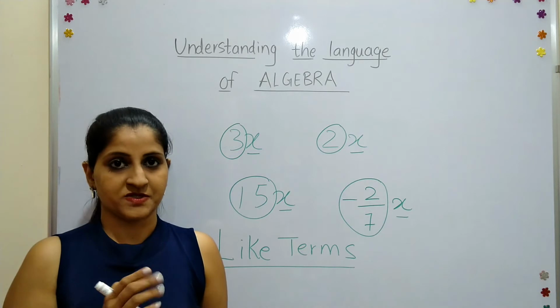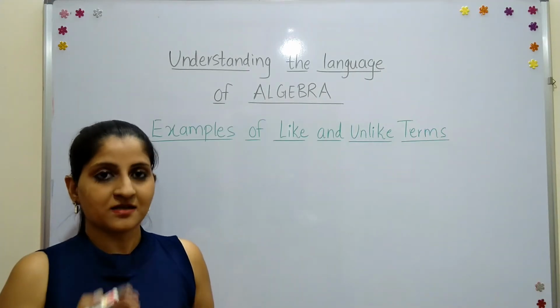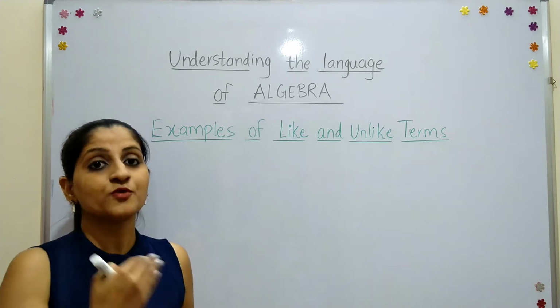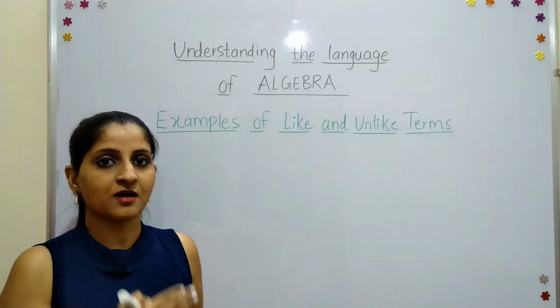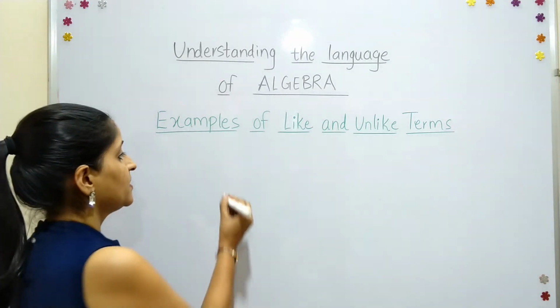Always remember, if addition and subtraction of the terms in algebra has to happen, the terms have to be like terms. Let's understand like and unlike terms by taking a few more examples wherein our variable will have a different exponential power.